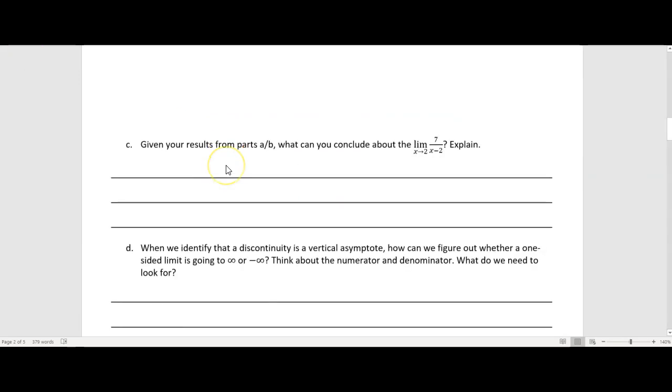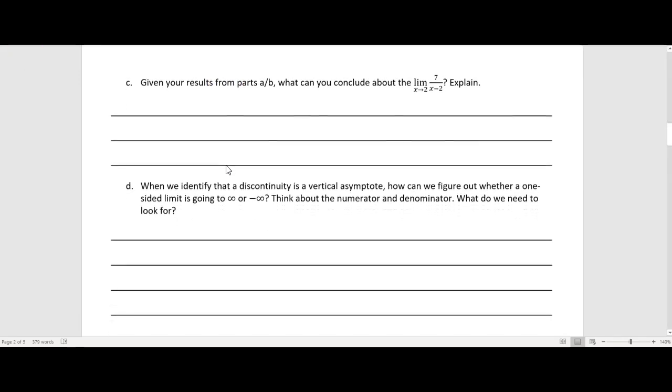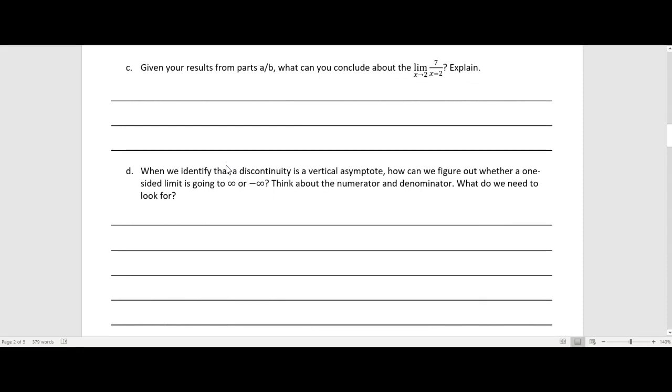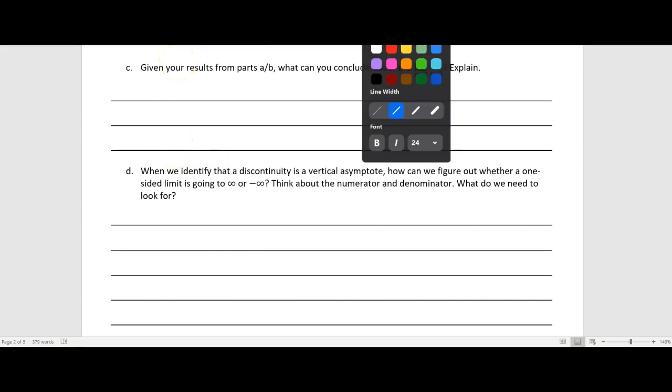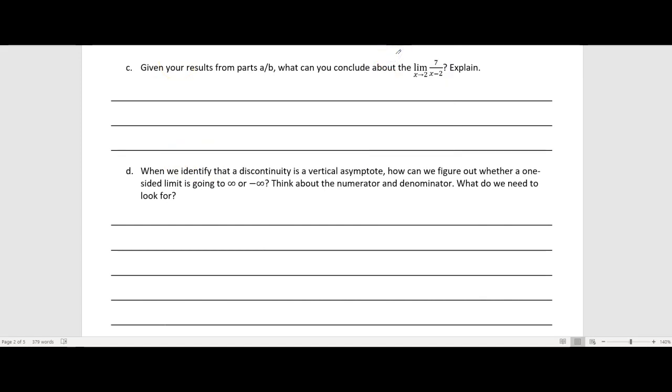We're now going to need to talk about what goes on with the actual limit once we've determined what the infinite limits of the one-sided limits are. Before we do that, I just want to quickly look at part D. I know we're going a little out of order, but that's because we just discussed the answer to part D. So it says, when we identify that a discontinuity is a vertical asymptote, how can we figure out whether a one-sided limit is going to positive infinity or negative infinity? Think about the numerator and denominator. What do we need to look for?